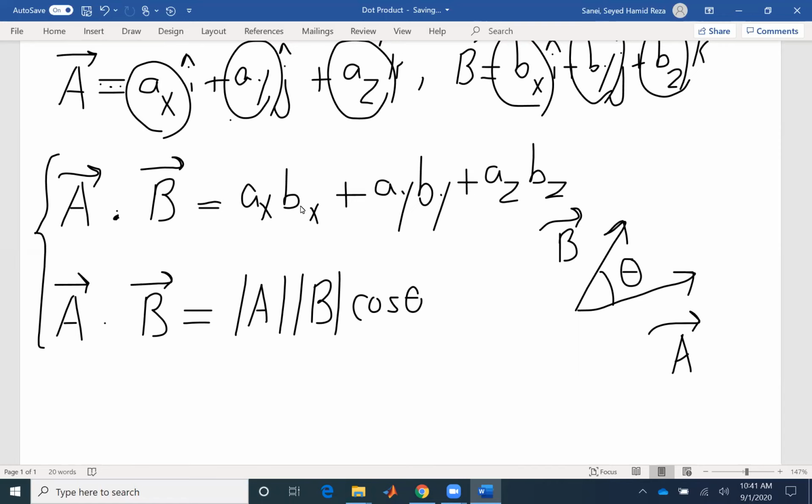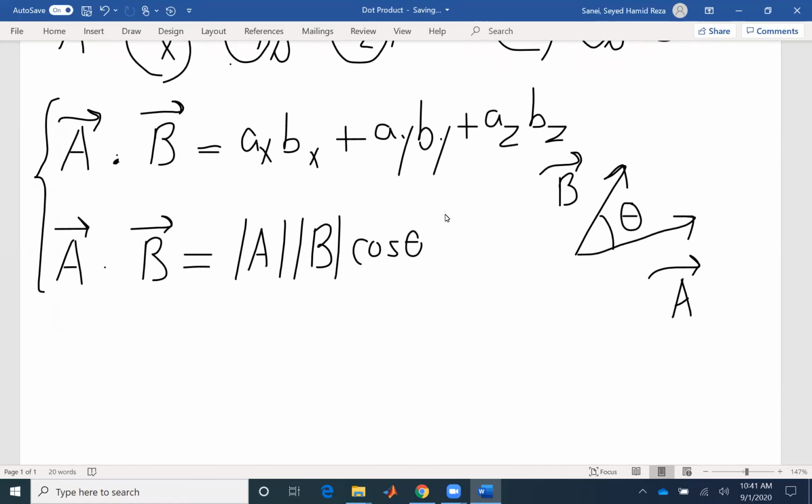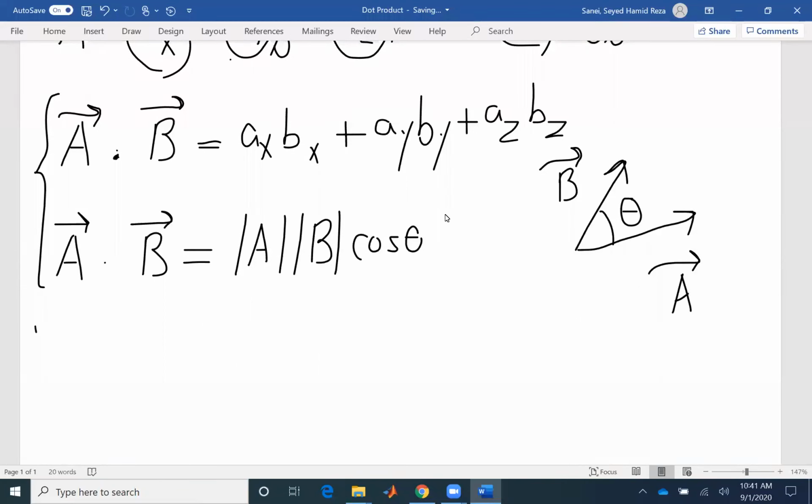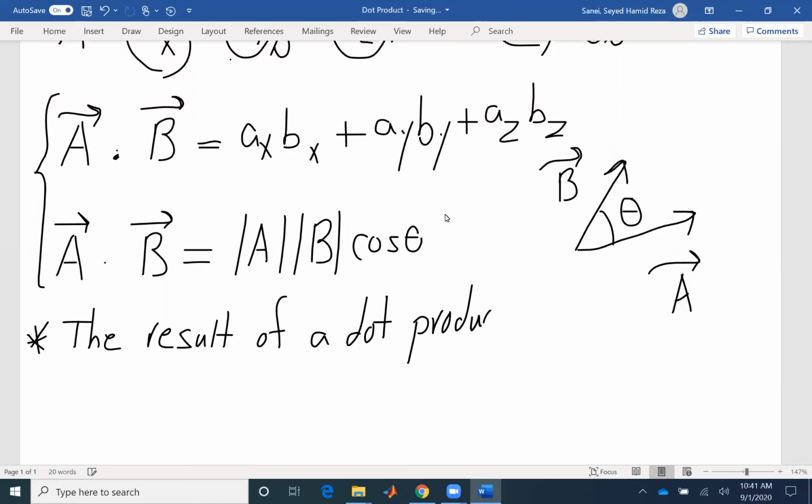One thing that you can notice is that the result of a dot product between two vectors is a scalar. Here I did not use I, J, or K. So the dot product of two vectors would be one value, a scalar value. I'm going to write it here because it's very important. The result of a dot product is a scalar. It's not a vector. The result of a cross product is a vector, but the result of a dot product is a scalar.